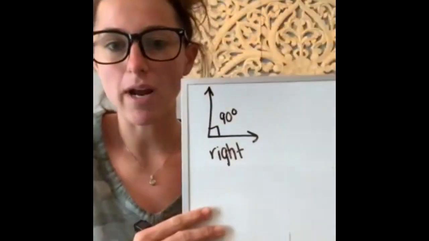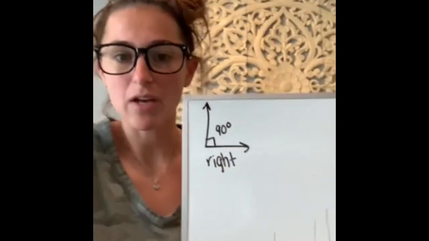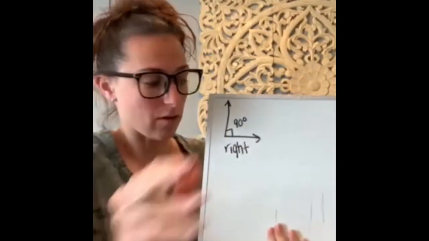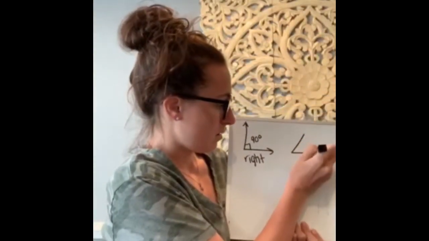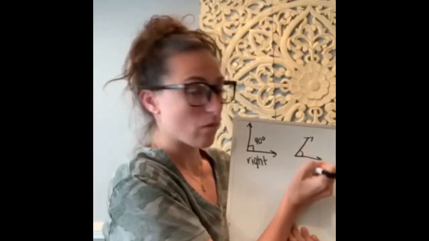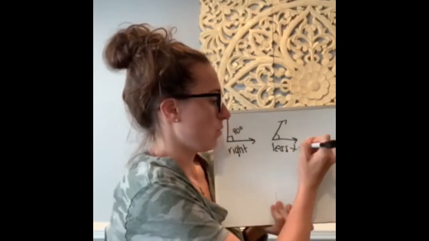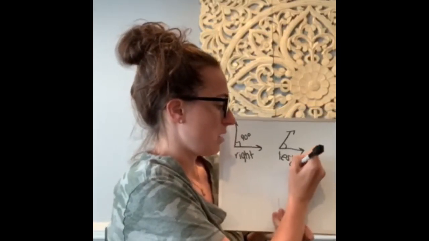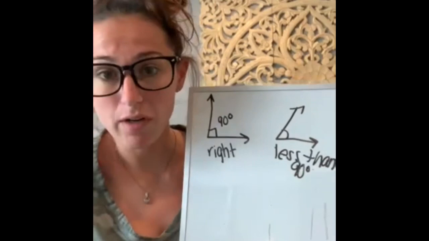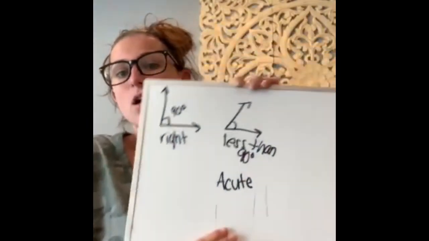So here's our right angle, and then we have angles that are less than 90 degrees. So they are less than 90 degrees. And remember, my trick for that is like a cute little baby angle. So these are acute angles.